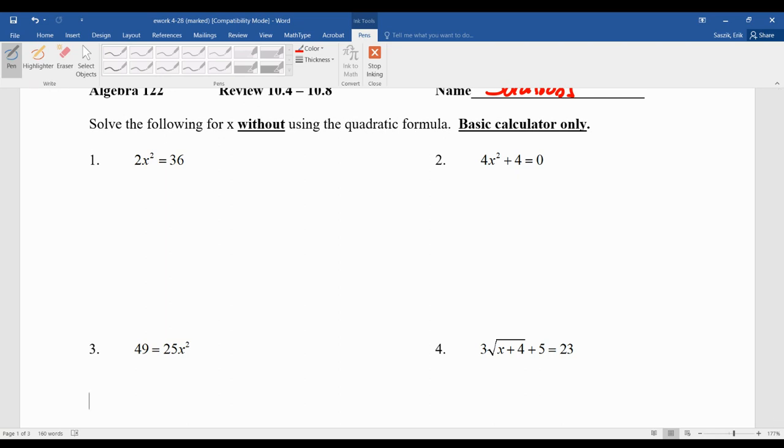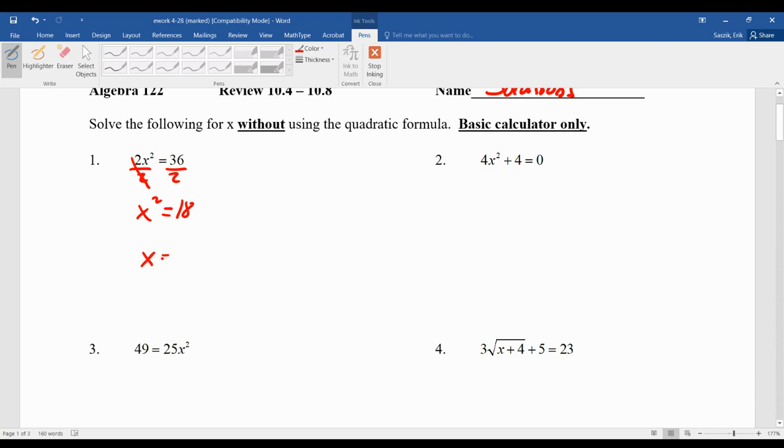If you look at this first problem here, there is no b term. There's just an x squared term and a constant. Remember, when we just have the x squared term, we just want to get the x squared by itself. So we divide both sides by 2. We get x squared equals 18. Now remember, we're not done. We have to take the square root of both sides.